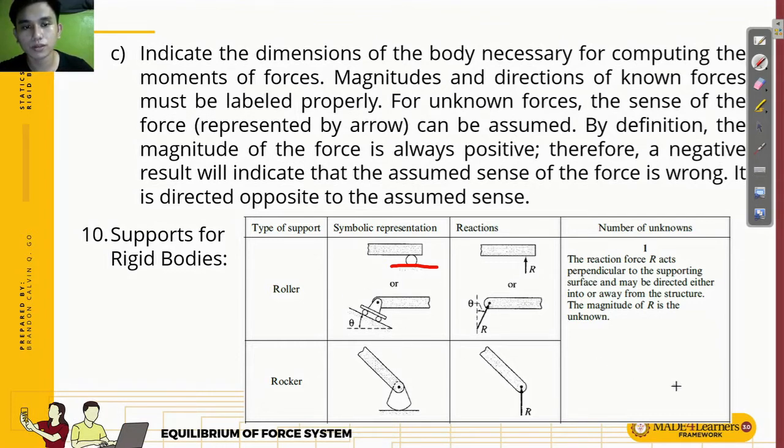Okay, so actually the roller is the same as the rocker. This is the symbol of the rocker and the reaction is still the same, perpendicular to the ground surface. The reaction force acts perpendicular to the supporting surface and may be directed either into or away from the structure. So it can be towards the body or away, as long as it is vertical, or perpendicular to the ground surface or supporting surface.